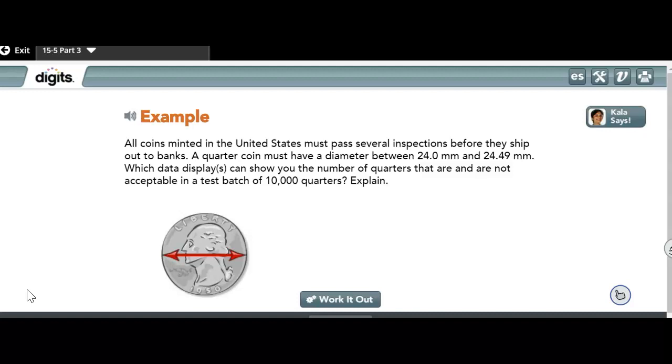Why could we eliminate dot plots? Liam. It's a large data value. Do you want to make 10,000 dots?